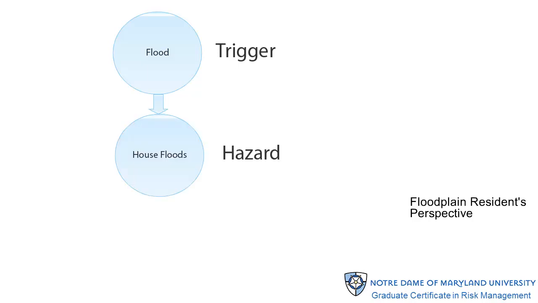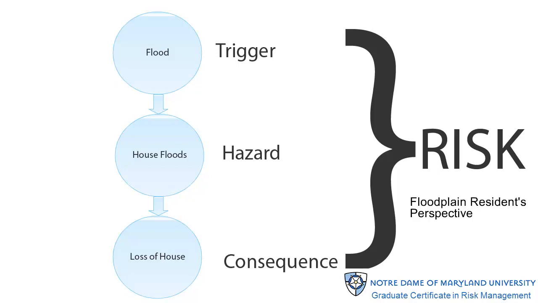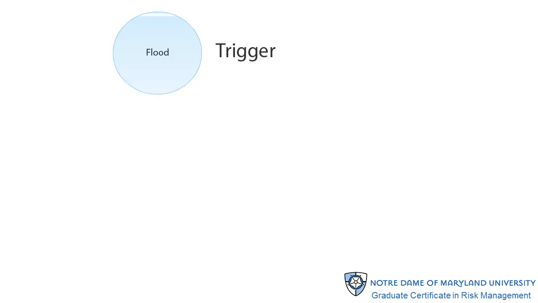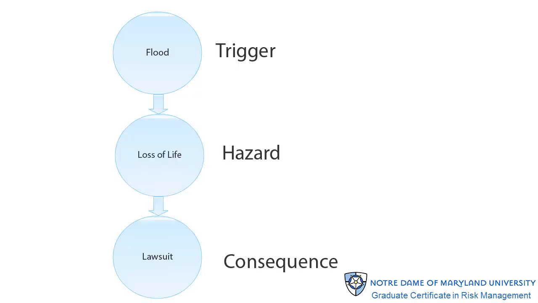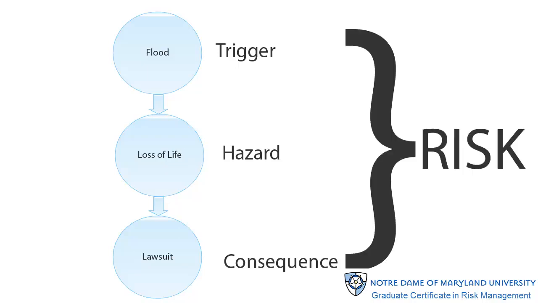The floodplain resident whose life is not at risk has yet another perspective. The trigger is the flood, the hazard would be floodwaters inundating his house, and the consequence would be the loss of the house to live in. All of these components together, as well as the details of the story of how the flood causes the loss of the use of the house, comprise the risk. Counsel for a flood district has a very different perspective. The trigger is the flood, and the hazard is the loss of life. The consequence of concern, however, is the lawsuit that could result. All these components together, as well as the detail of the story of how the flood causes a lawsuit, would comprise the risk.